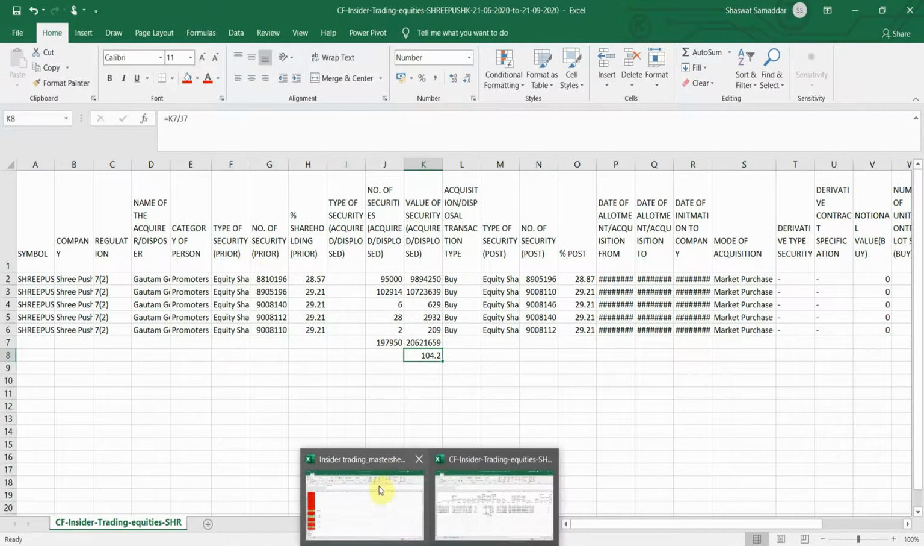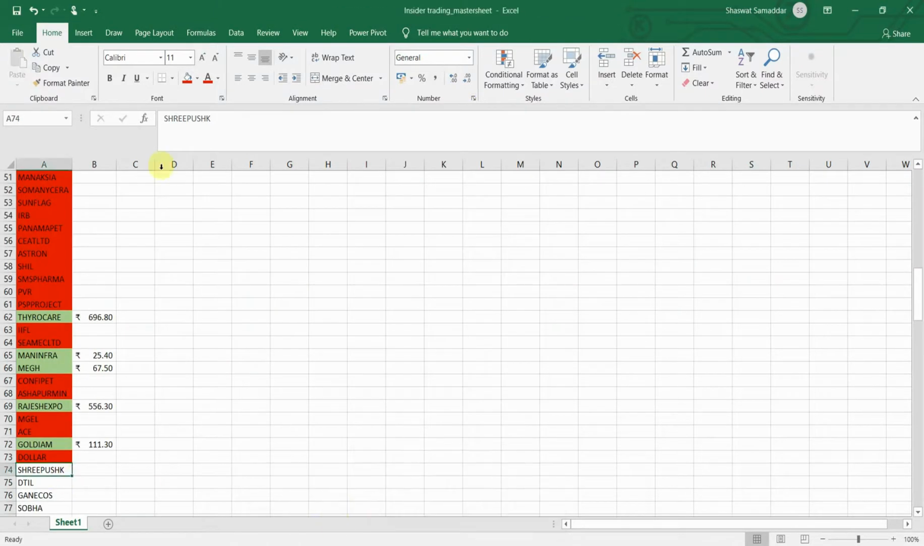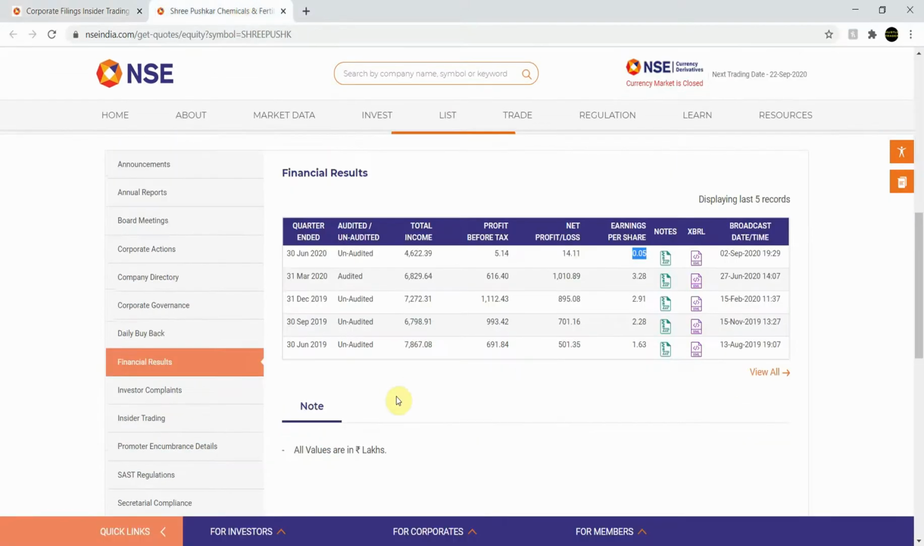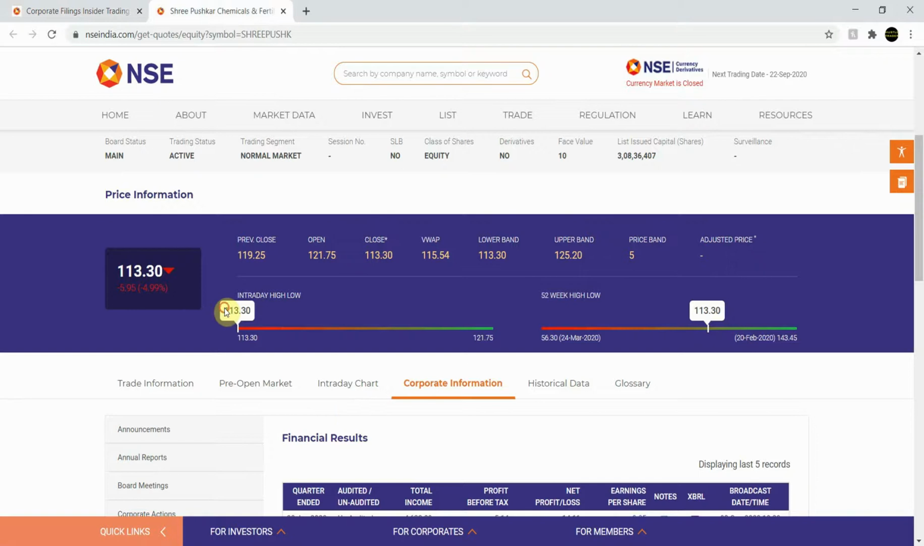So let me just go ahead in our insider trading master sheet here and color code it as green, as it has fulfilled every other criteria. So 104.3. Now let's check what price point this Shri Push company is currently trading at. So we can see right here that it's currently trading at 113.30.